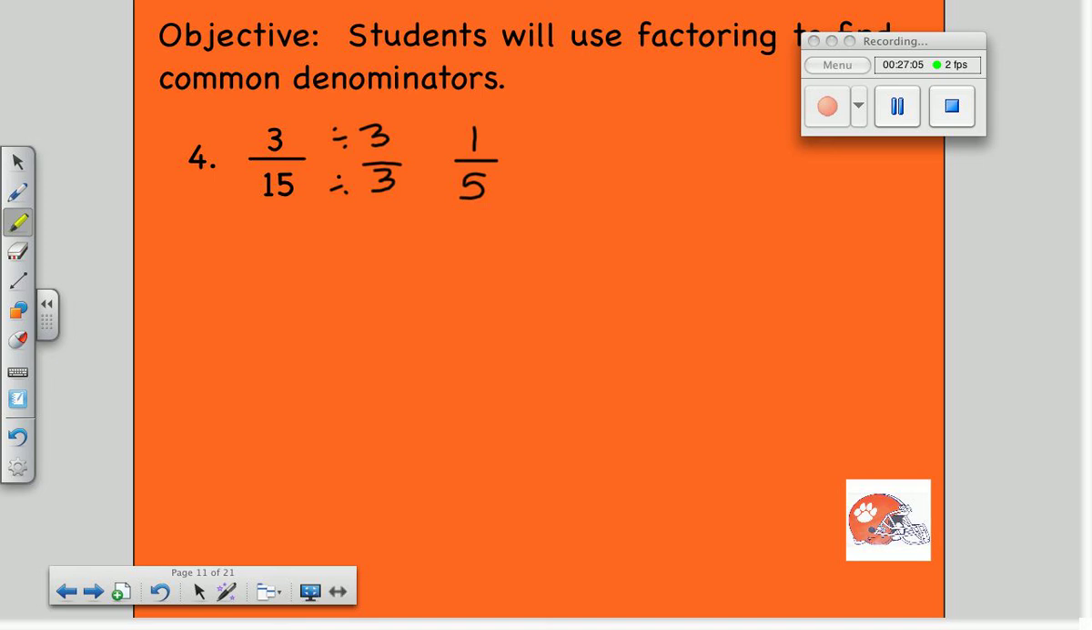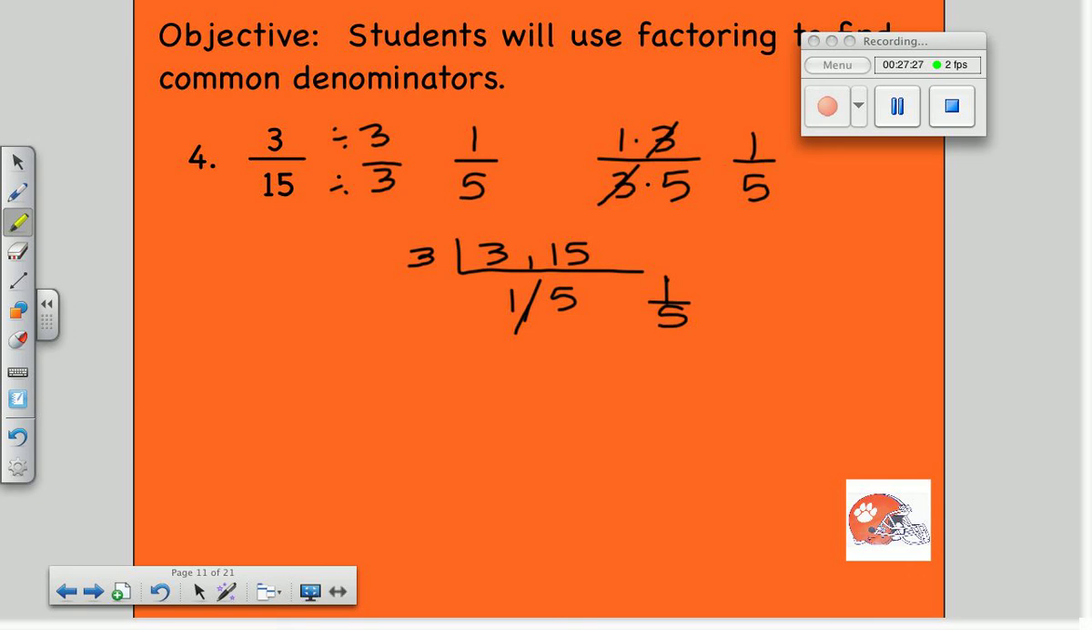Okay? Or the factors of 3, 1 and 3, the factors of 15, 3 and 5. 3 and 3 are in common. 1 is on top, 5 is on bottom. And the upside down division, 3 and 15. Divide them both by 3, 1 and 5. 1/5. Again, you get the same answer all three times.